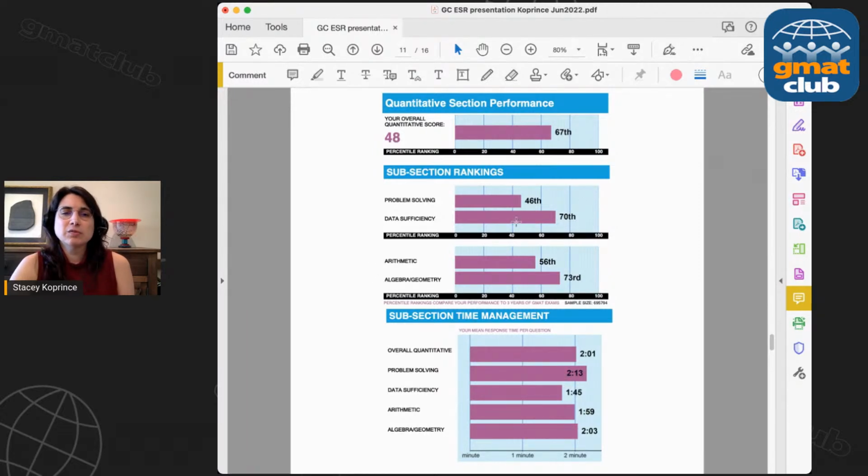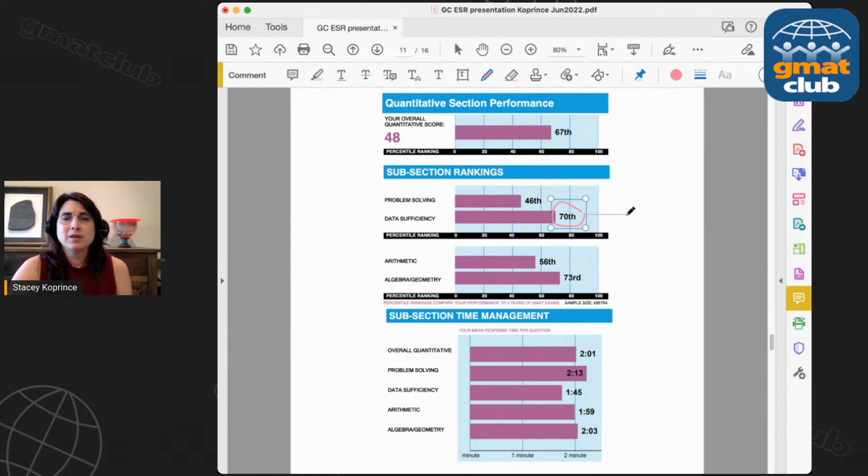And just like I said before here, I'd really be looking at differences of about 15 percentile points or more to consider it statistically significant. So in the case of this chart, this person is statistically significantly better at data sufficiency than at problem solving. These ones are close enough that maybe there's a little bit of an edge to algebra geometry, and maybe they're about the same, and this is just within the noise of the data.